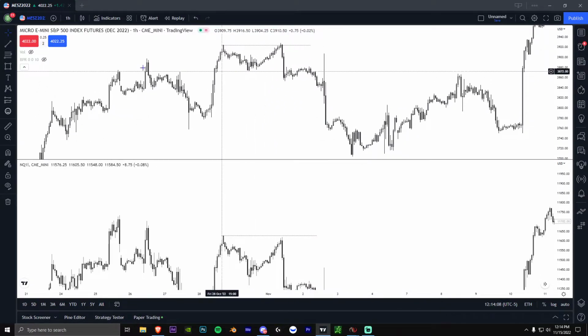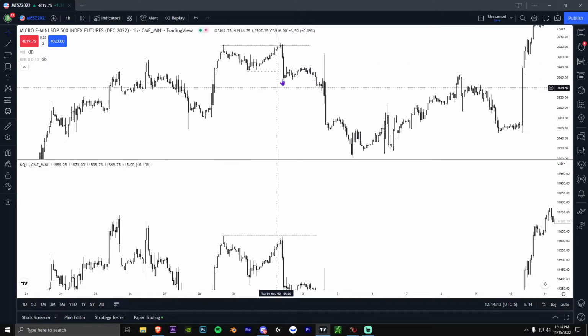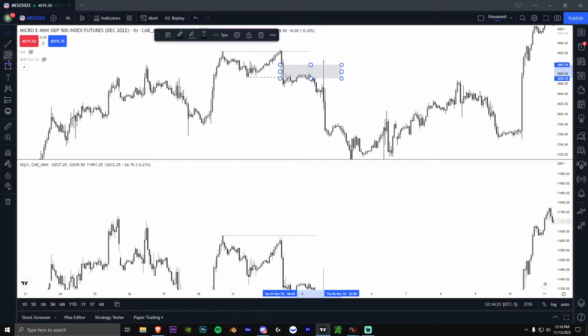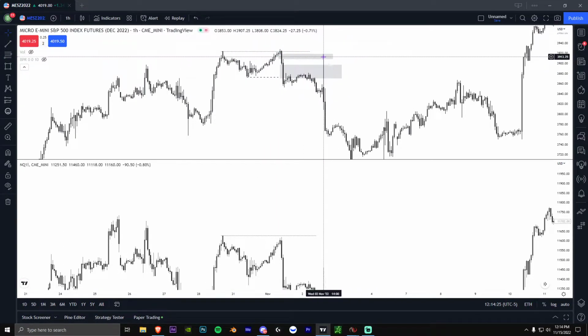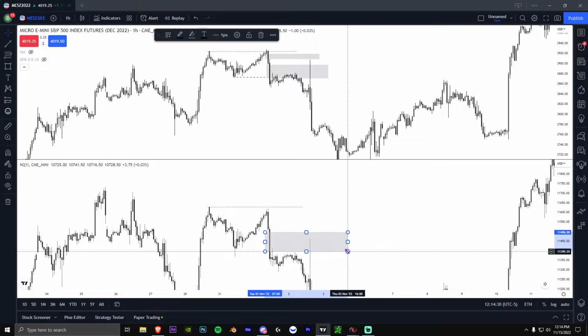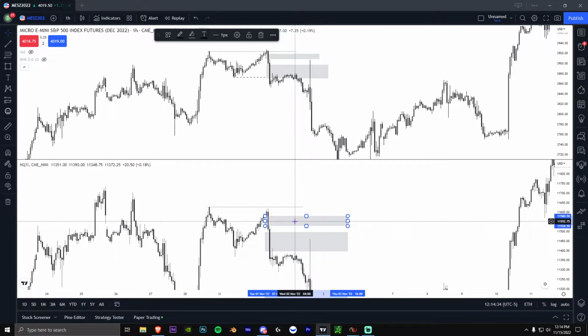Why a short? Well, we get the market structure shift right here. We're in premium for the short, so even better. And we have a fair value gap right here, and obviously the best entry would have been there, but we never got it. And then NQ, same thing. We have our fair value gap right there, and we reject that fair value gap. We don't quite make it up to this one, but this would have been an insane entry.